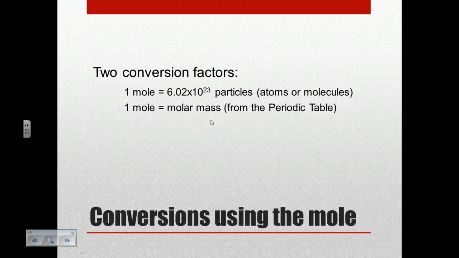So these are our 2 conversion factors. It's the 2 relationships that we know equal 1 mole, and that's what we're going to use to solve these problems. Keep these in mind. These are your best friend. The first one is on the periodic table. The second one you just have to know.